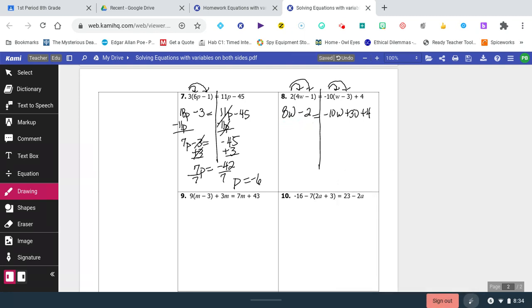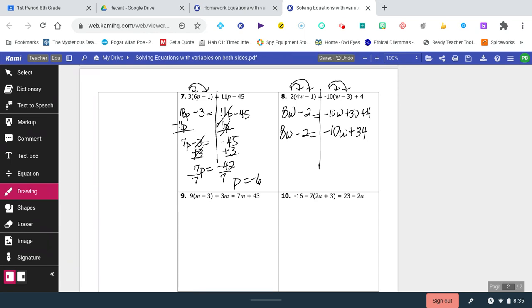No like terms here. Now I'm going to check the right side for like terms. Okay, do you see any like terms on the right side? Well, constants, which are regular numbers, are also like terms. So I see two constants: the constant 30, and the constant 4. I can go ahead and say 30 plus 4 is 34. So I'm going to combine those because they're like terms. So I have 8W minus 2 equals negative 10W plus 34. Okay, I've gotten my like terms together.